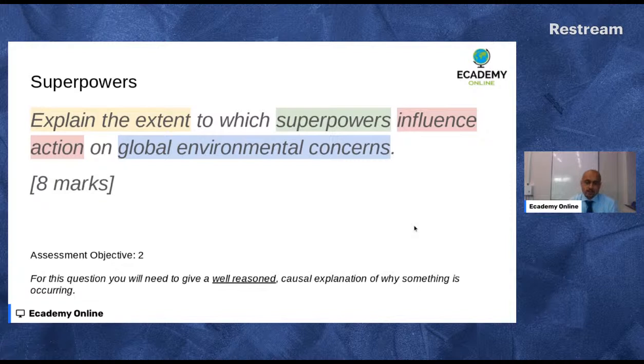So here's a breakdown of how I see the question. First of all, trying to understand what it is that I'm being asked to do. I'm being asked to explain the extent, so it's an evaluation style question. Superpowers. The first thing I would do in the exam is underline these words and put some annotations above them, right? So superpowers, I'm thinking, okay, fine.